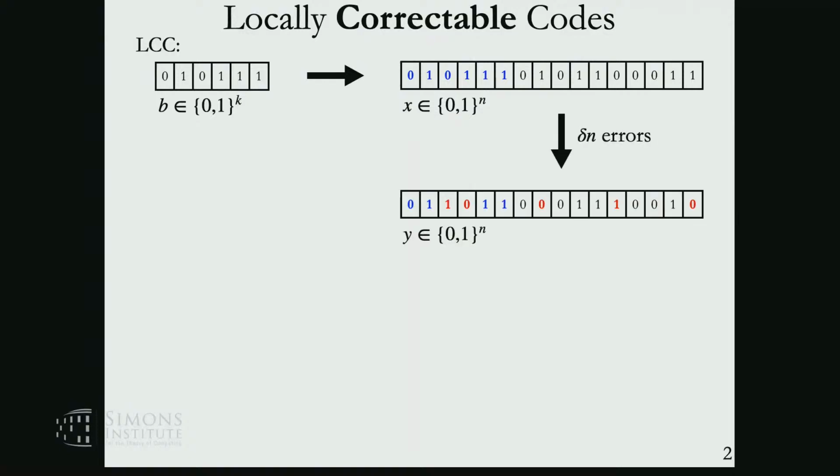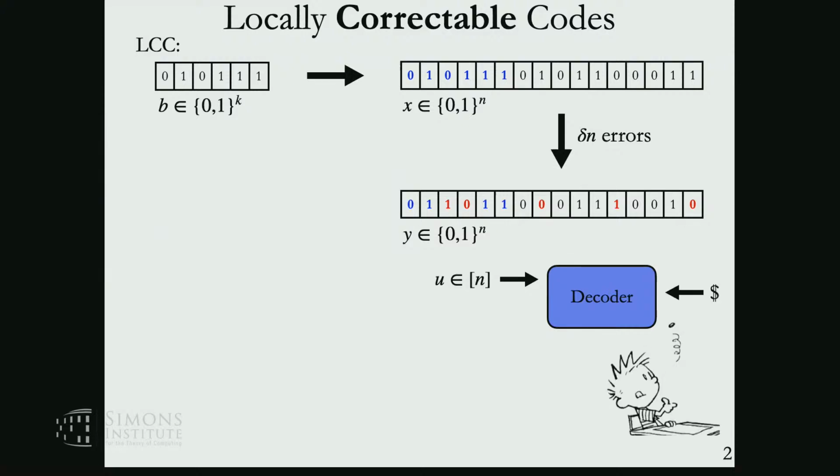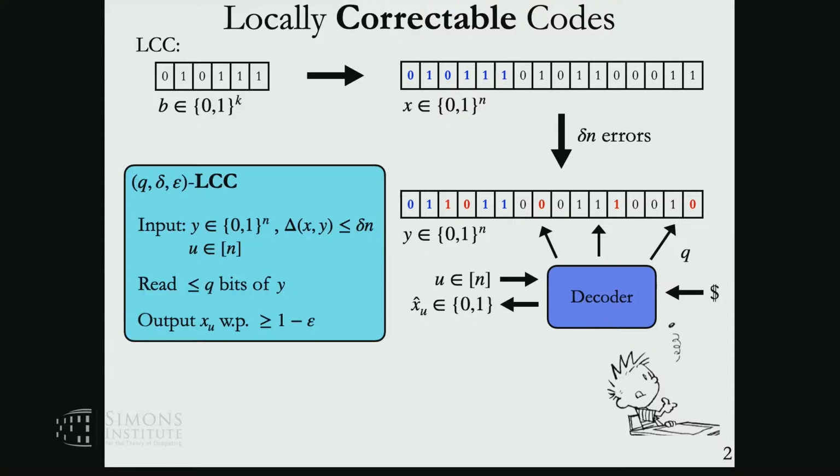And then we're going to allow an adversary to come in and make an arbitrary delta n corruptions, which will give us some string y. And then we want this to have a local decoder, meaning there should be some algorithm that takes as input an index u, which specifies the bit of x that we would like to recover. The decoder gets to toss some coins and read at most q entries of y, potentially adaptively. Then it should output some estimate x hat sub u, and hopefully this is equal to x sub u. We'll say that this code is (q, delta, epsilon) locally correctable if, when y is within distance delta from x, and for any u, the decoder will read at most q bits of y and nonetheless recover x sub u with probability at least 1 minus epsilon.